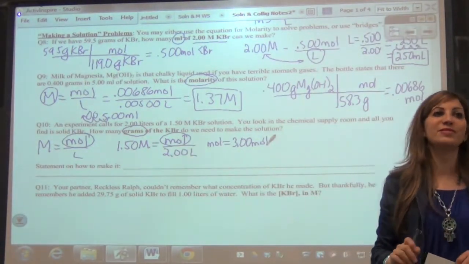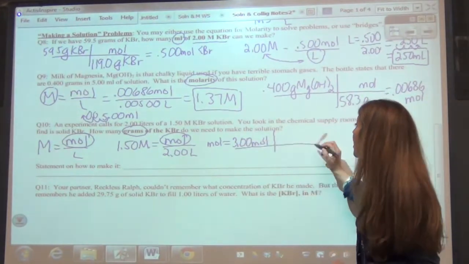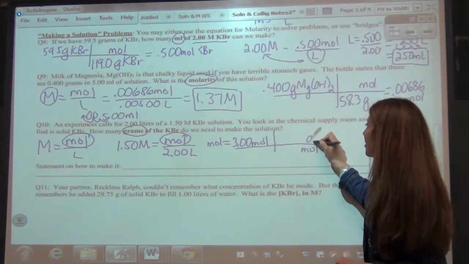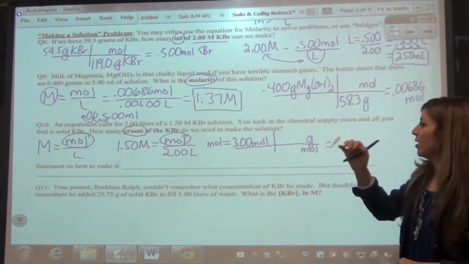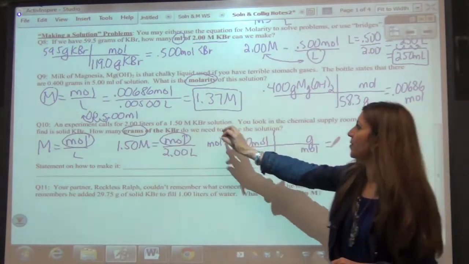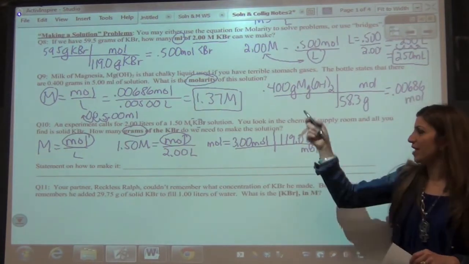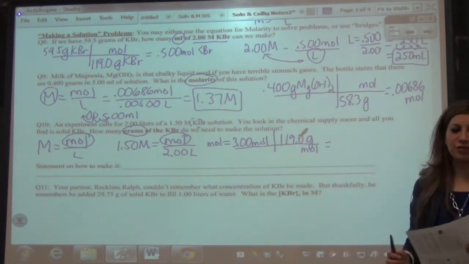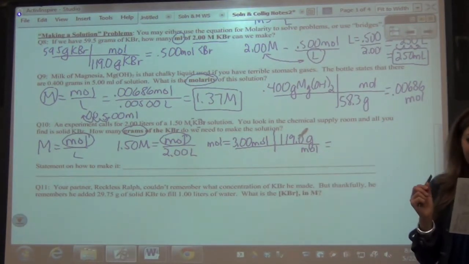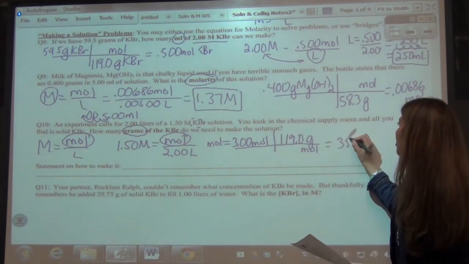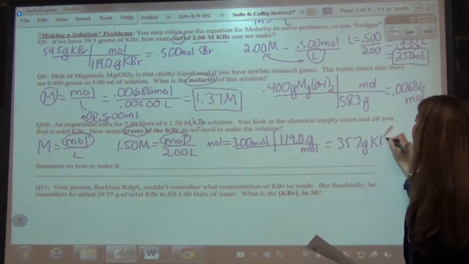So how do I get grams now? Throw in a bridge. Now moles are on the bottom, and grams are on top. I need the molar mass of KBr. We already got that. It was 119.0 from that first problem. So all you're going to do is multiply these, and what do you get? 357.